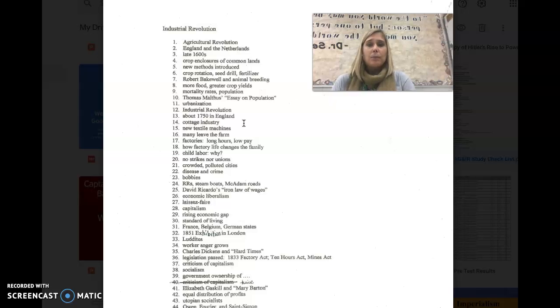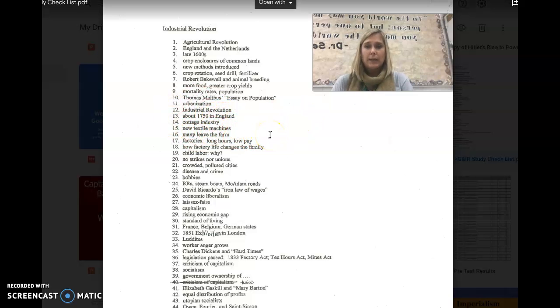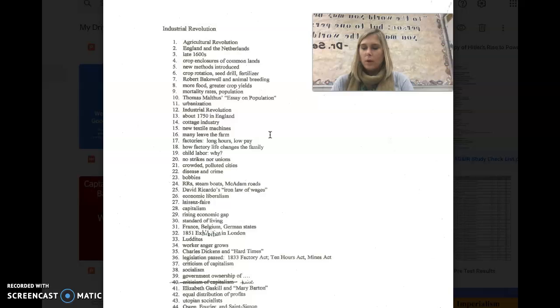And then remember, in the textile industry, they did have the water frame by Richard Arkwright, but it's too big to be in the cottage industry, so that will be housed in a factory. This part about many leaving the farm, again, that's dealing with those enclosure laws. When those enclosure laws got passed, many people had to sell their land. So they are leaving the countryside and they're moving into the cities, which we said led to urbanization.